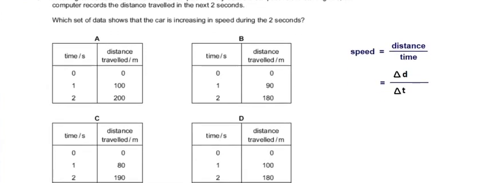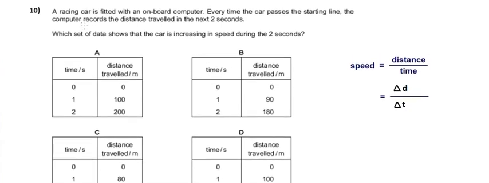And then our last question, question number 10. A racing car is fitted with an onboard computer. Every time the car passes the starting line, the computer records the distance traveled in the next 2 seconds. Which set of the data shows that the car is increasing in speed during the 2 seconds?